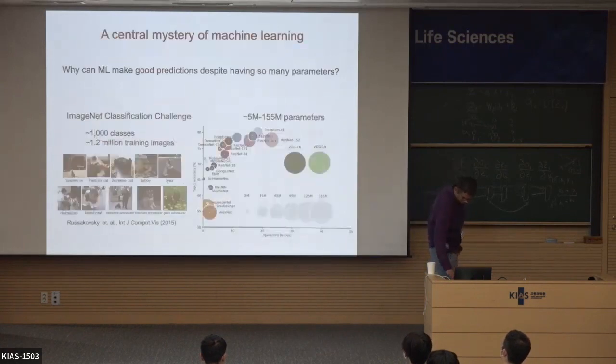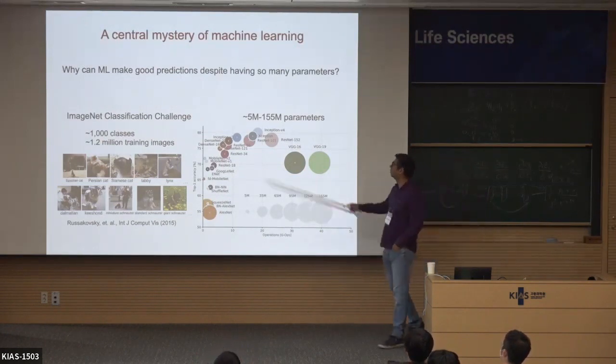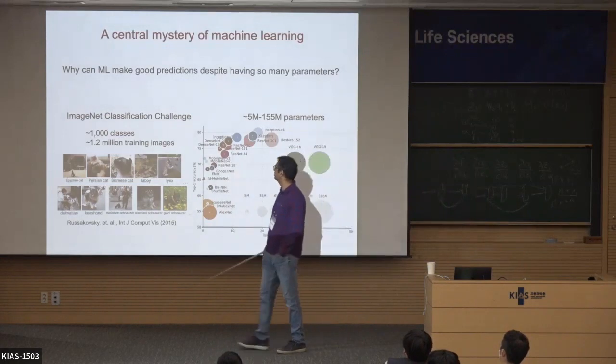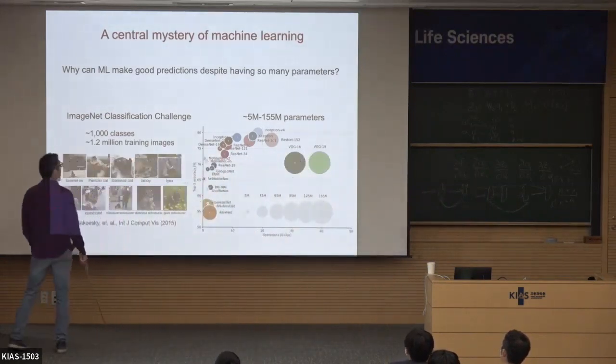So the central mystery of machine learning, I would argue, on a theoretical level, or one of the central mysteries, I would say there are 2 central mysteries, is why can machine learning make good predictions despite having so many parameters?